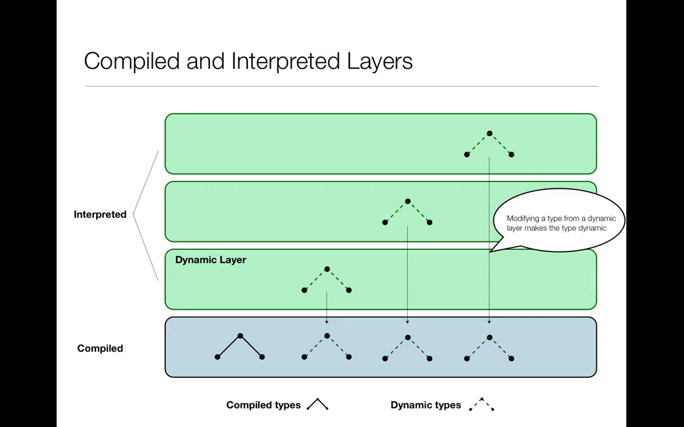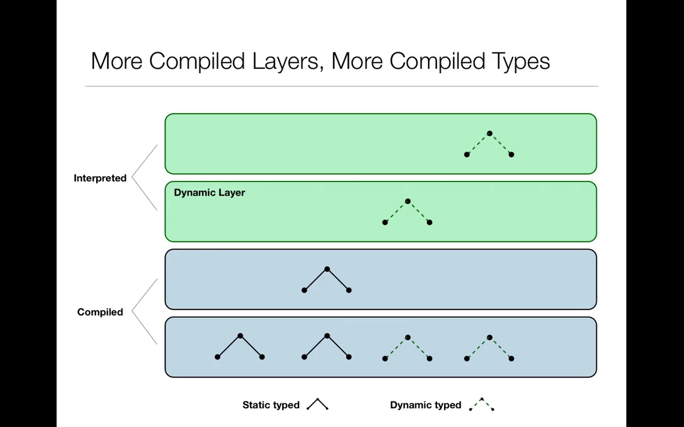Dynamic layers are always stacked on top of compiled layers. In this picture, dots represent classes, objects, and properties. Solid lines represent compile time relationships, and dashed lines represent dynamic relationships. When a dynamic layer modifies a compiled type, it makes that a dynamic type even if the type is defined in a compiled layer. This system gives you a flexible and robust way to partition your code into dynamic and compiled layers.